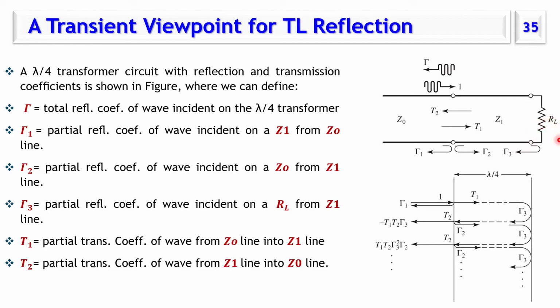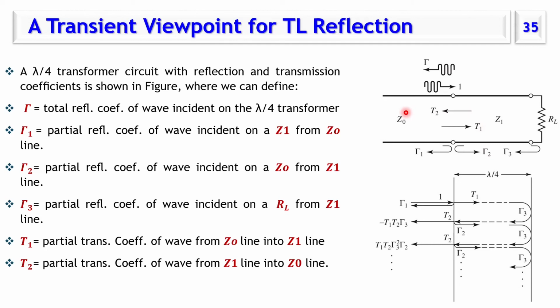Part of the signal will be delivered to the load and part will be reflected. The reflected signal is moving on Z1, no change. The first change it will see is this point. At this point, it will see a load of Z0. So there will be reflection, gamma 2, and transmission T2.